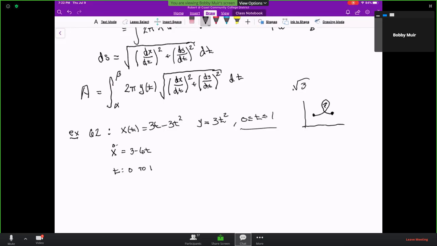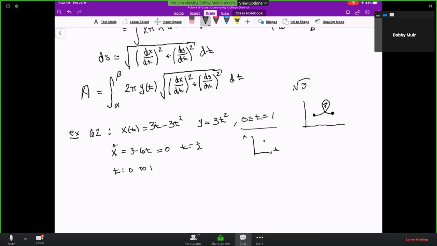What's happening to the x of t? When does this equal 0? It equals 0 when t is equal to 1/2, right? So that means that if we graphed x on the t-axis, the x would have some kind of local extremum right there at that point.